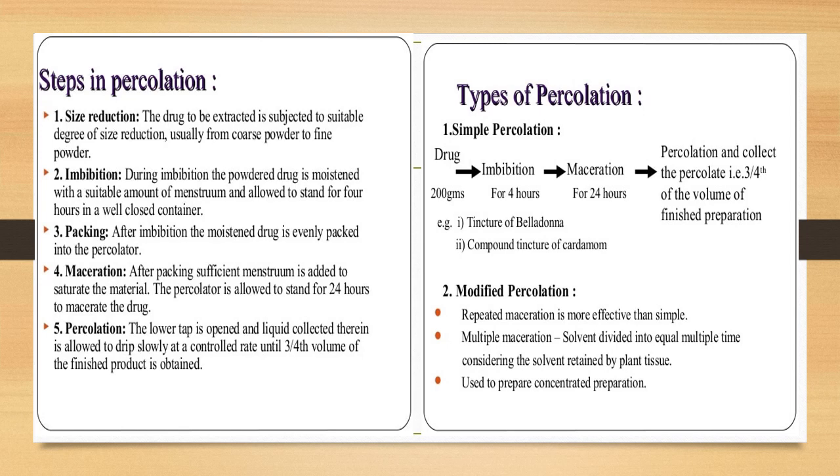The last step is the percolation process. The lower tap is opened, and the liquid collected is allowed to drip slowly at a controlled rate until 3/4 volume of the finished product is obtained.